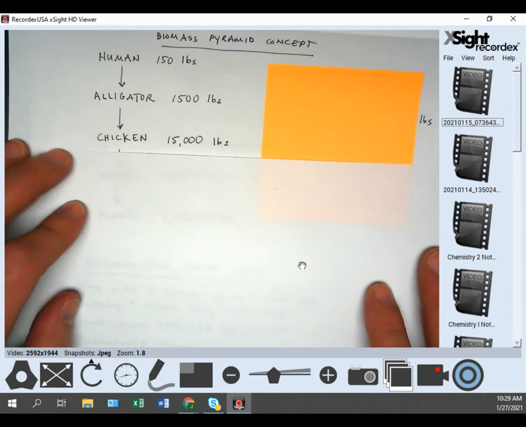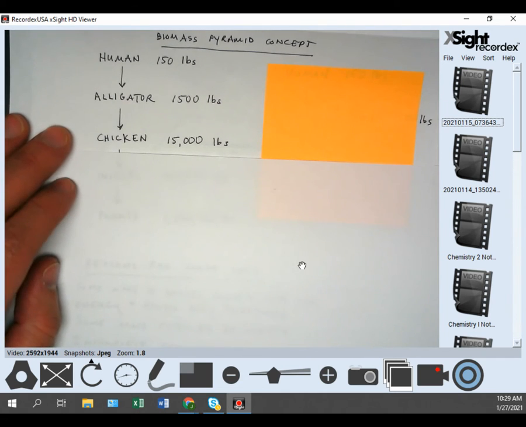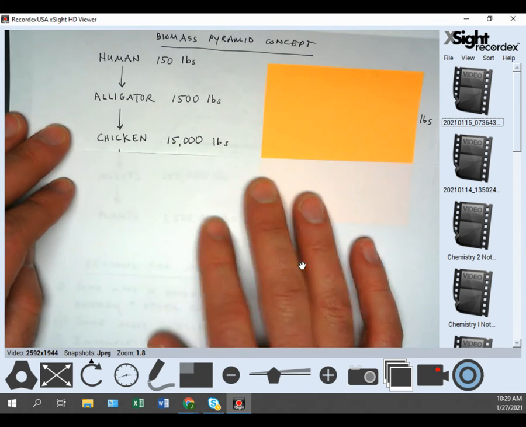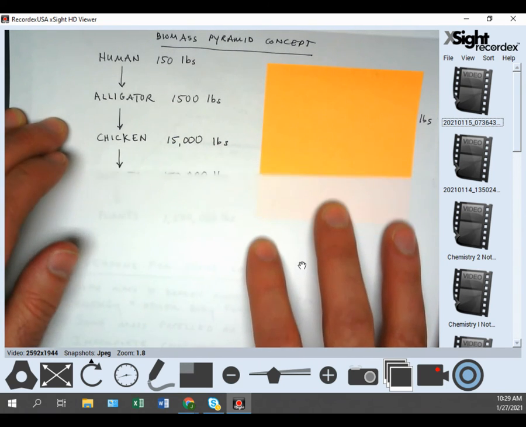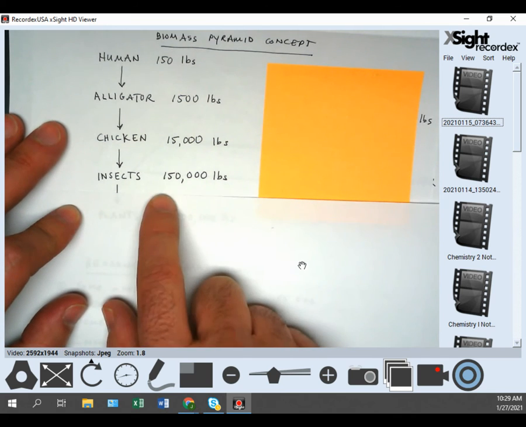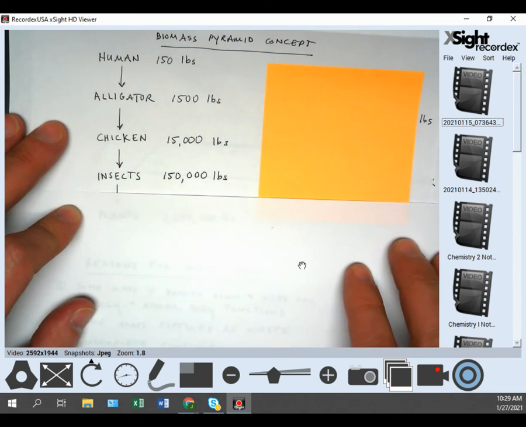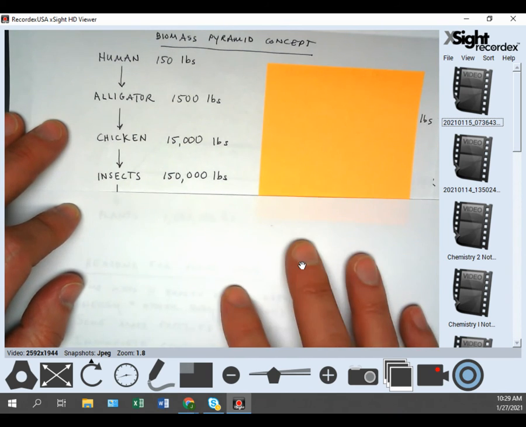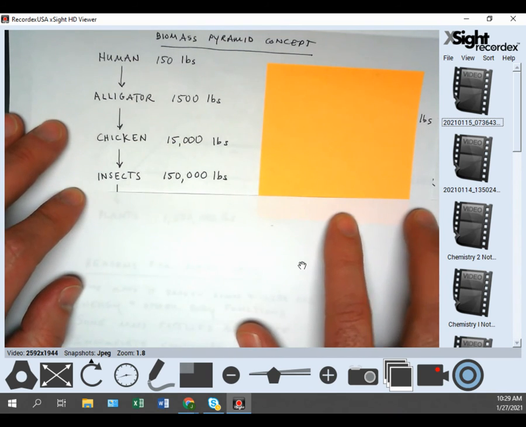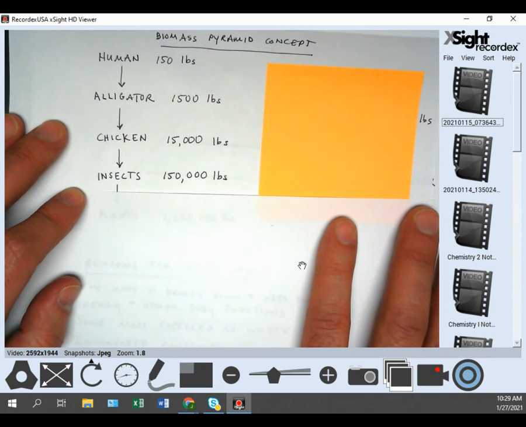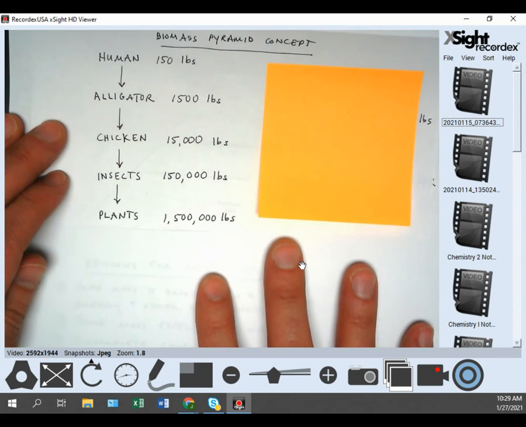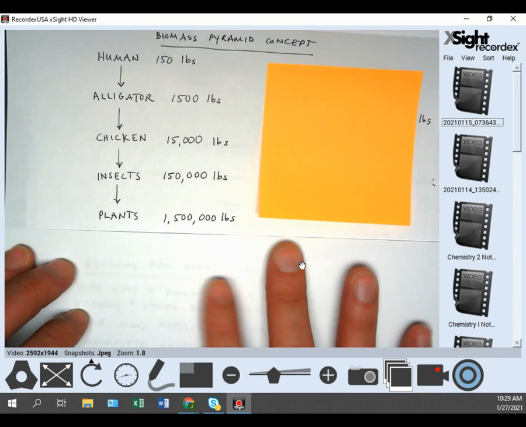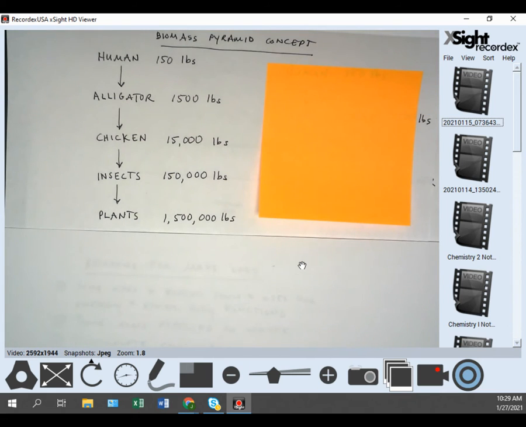Okay. Now, say the chicken ate insects. I see where I'm going with this. Caleb, how many pounds of insects? There you go, 150,000 pounds of insects would be needed. And then say the insects ate plants, right? And other producers. We'd need 1,500,000 pounds of plants and other substances.